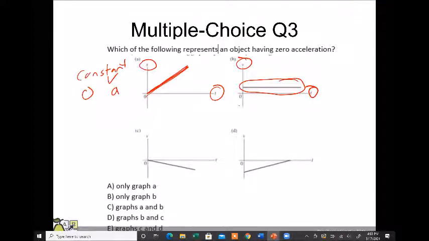So once again, this is A equals 0. So A and B are both right. Now let's go down to C.